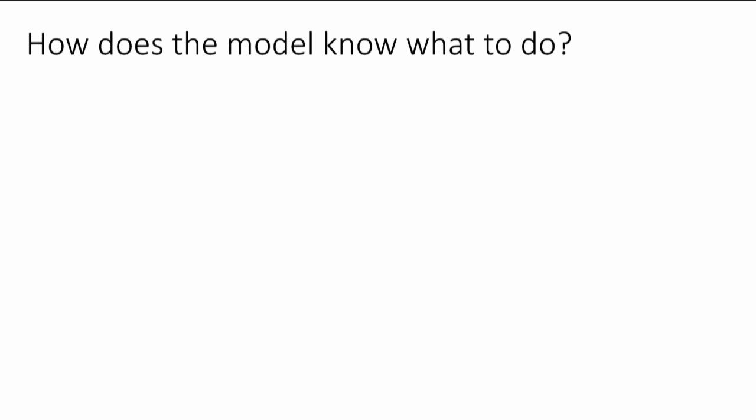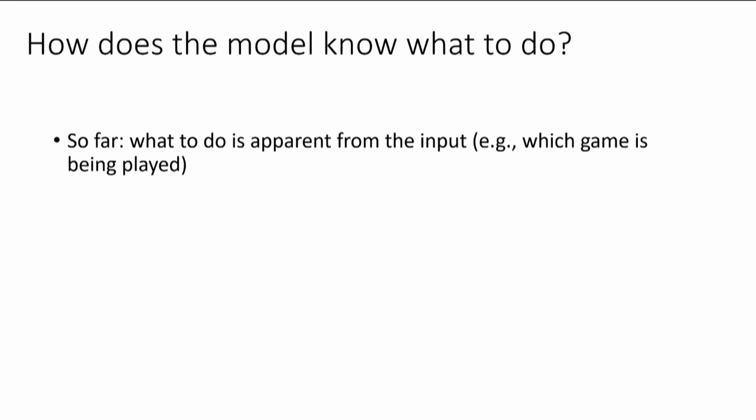Okay, now let's say that you distill all these different tasks into a single policy. An interesting question we could ask is, how does the policy actually know what to do? Like, how does it know whether it's supposed to be shooting the fish in Seaquest or dodging the cars in Enduro? Well, so far in the games, it's basically apparent from the input. You look at the screen and you can tell whether you're playing Seaquest or Enduro because they look different. But that's not the case for all multitask scenarios.